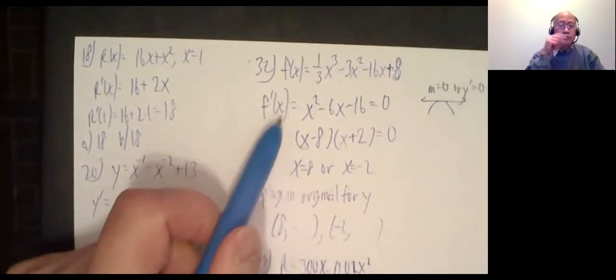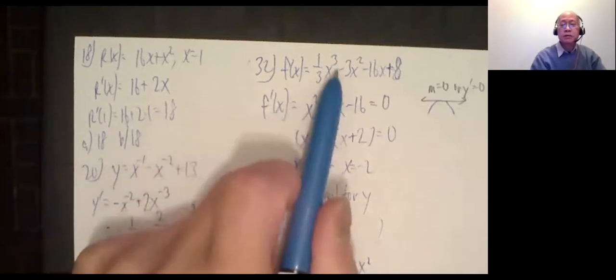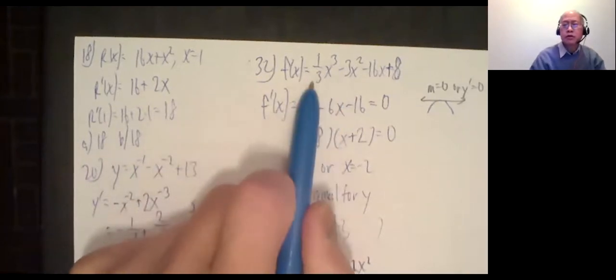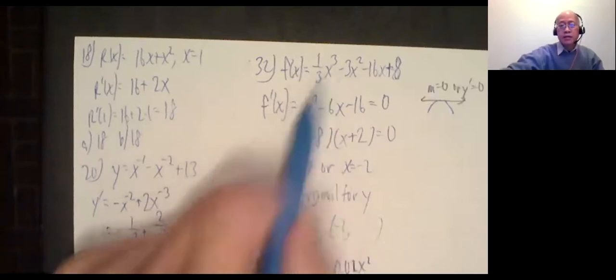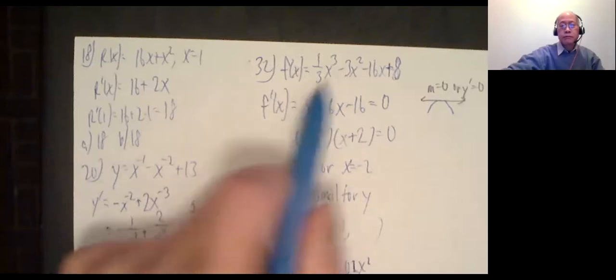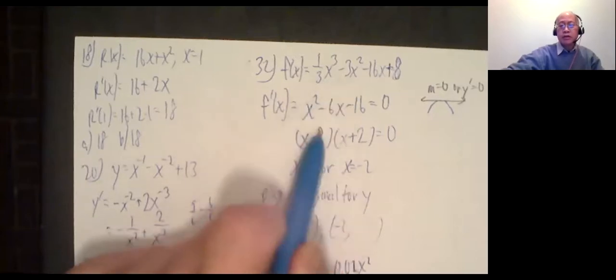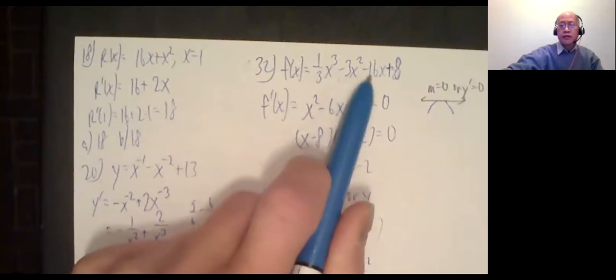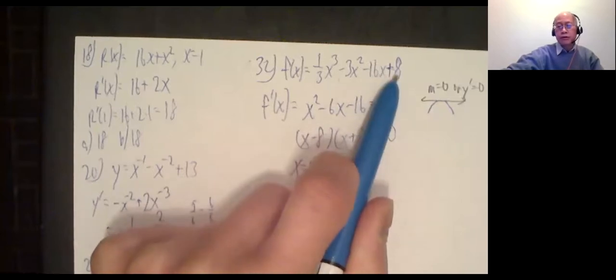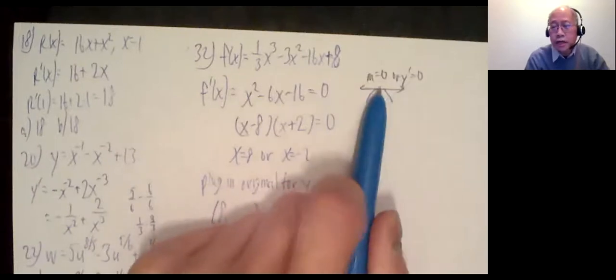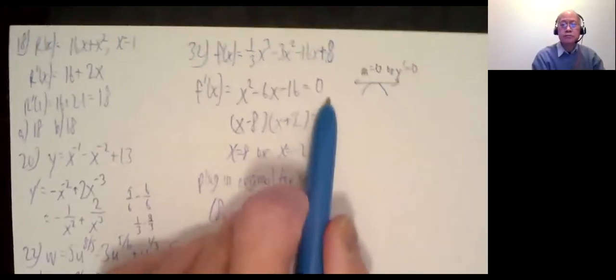So find the derivative. So f prime of x, what's 3 times 1/3? 1. Coefficient is 1, which means don't write it, x squared. Derivative of negative 3x squared is negative 6x. Derivative of negative 16x is negative 16. Plus 0, derivative of 8 is 0. Okay, since it says horizontal tangent, I set this equal to 0.